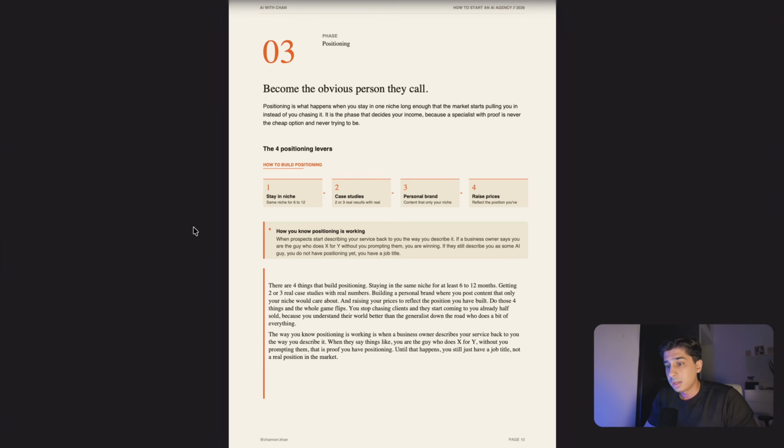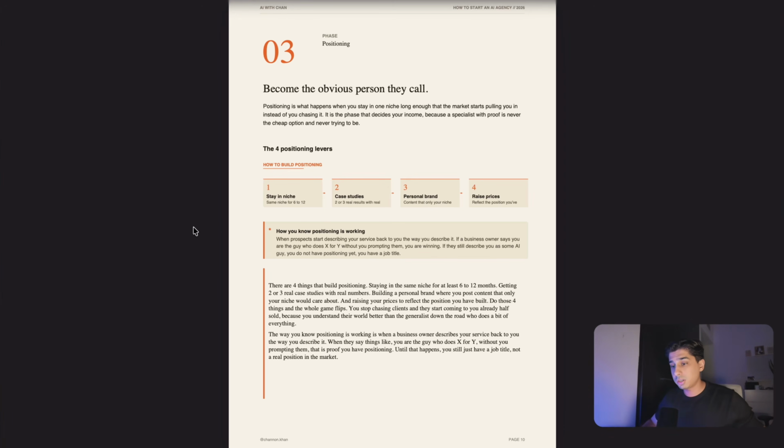Now, positioning is what happens when you stay in one niche long enough. That's why I say 90 days at least, that the market starts pulling you in instead of you chasing it, okay? So it is a phase that decides your income, because a specialist with proof is never a cheap option, and you don't ever need to be a cheap option, okay?